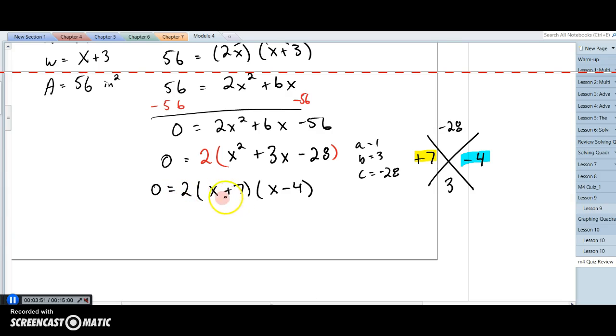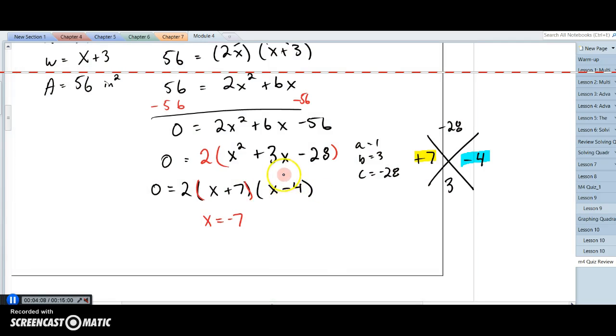So 2 times something is 0. What I know is either this could be 0, so x plus 7 could be 0. So if x was negative 7, that would be a solution because 0 times anything is 0. Or here, this could be 0. So x could equal 4.